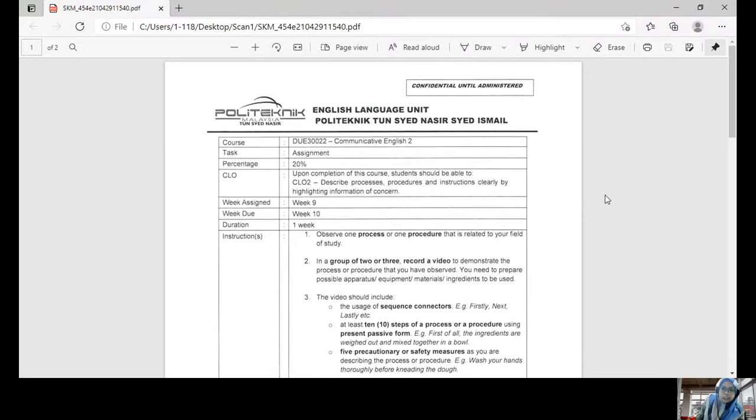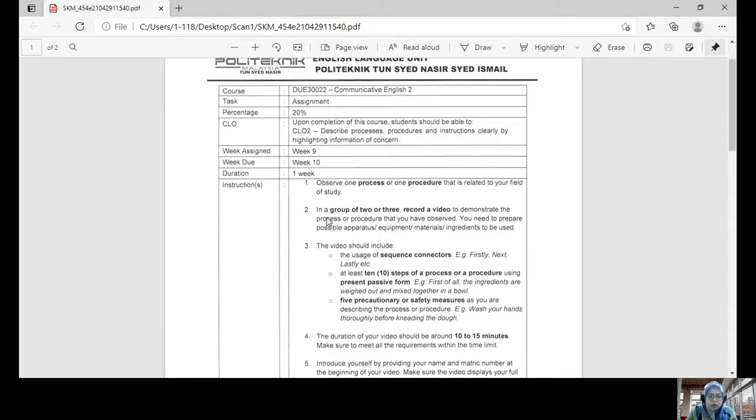Alright, here. So this is the instruction for your assignment. Okay. The percentage for your assignment is 20%. And the CLO is, upon completion of this course, students should be able to describe processes, procedures and instructions clearly by highlighting information of concern. Week assigned, week 9, which is this week, and week due, week 10. Week 10 is week after you cuti. So the duration given is supposedly 1 week, tapi jadi 2 weeks lah.